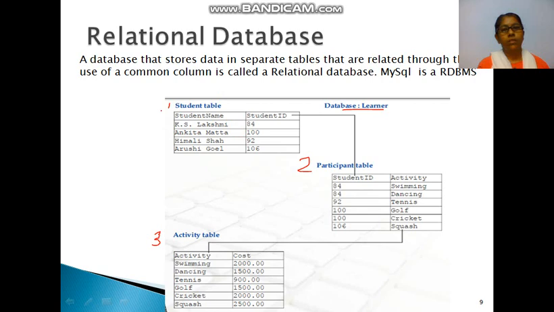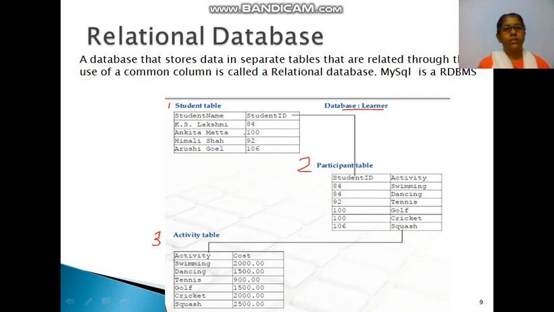Let's look at the first table. First table contains student name and student ID. Second table, participant table, contains student ID and activity. Then the activity table contains activity and cost. That means it is mentioning the student details and some activity.